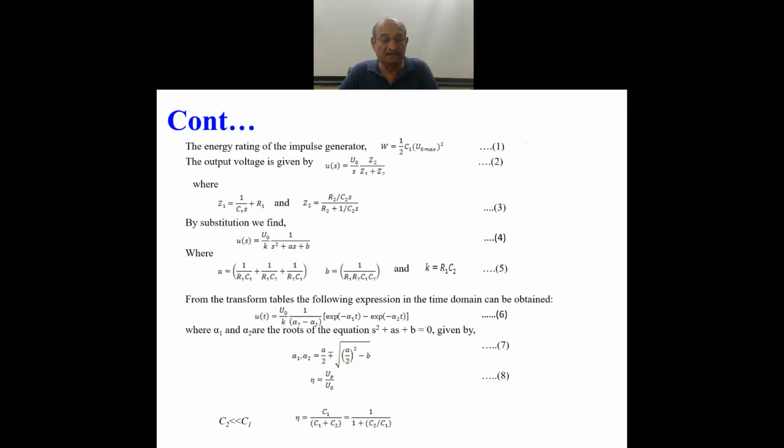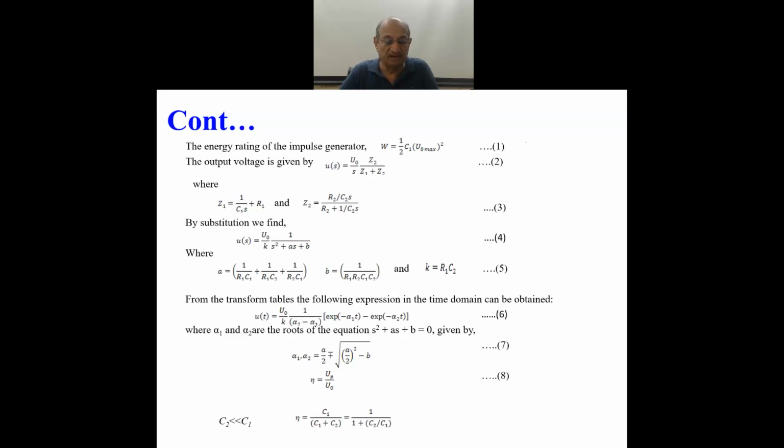So we made a derivation about the energy rating of an impulse generator, which is higher for higher capacitance testing. I mean, when the capacitance of the test object C2 is higher, we need a higher rating, which we can obtain as you can see here. Anyway, when C1 is increased and U naught maximum is increased, which is limited because of the constraints we have, we'll be talking more about it.